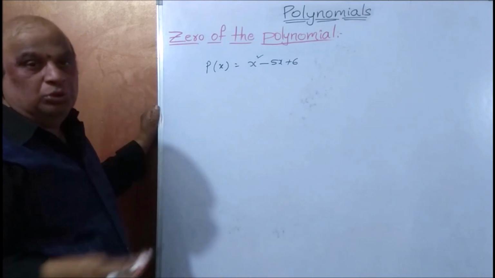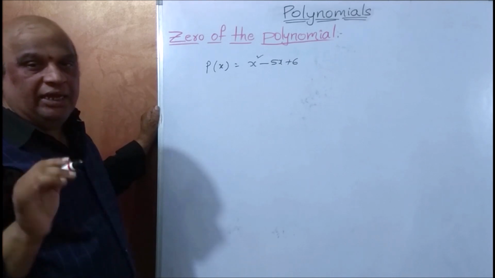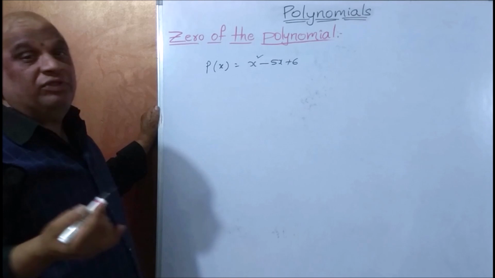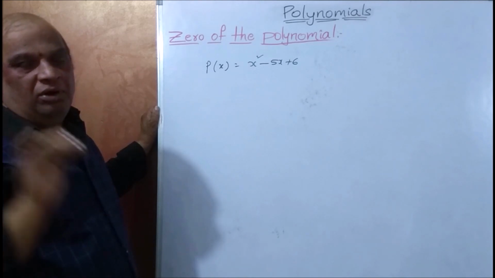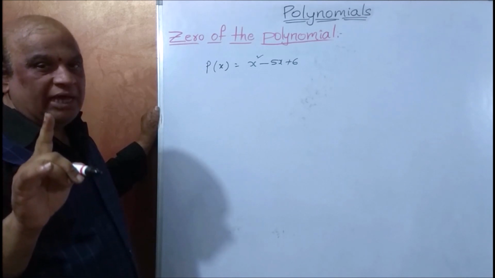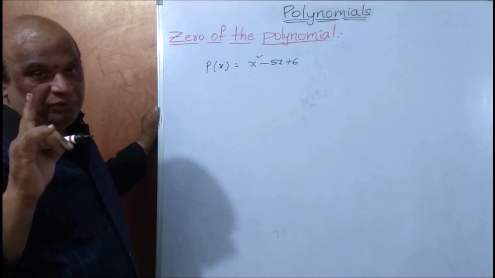Here the degree is 2, so this is a second degree polynomial. How to find the zeros of the polynomial? Zeros of the polynomial, remember this word. A first degree polynomial has only one zero, one value.